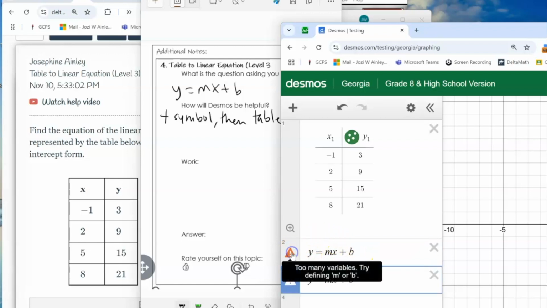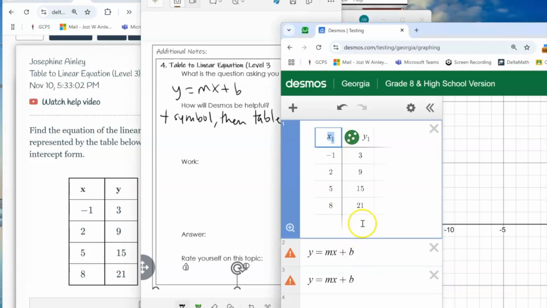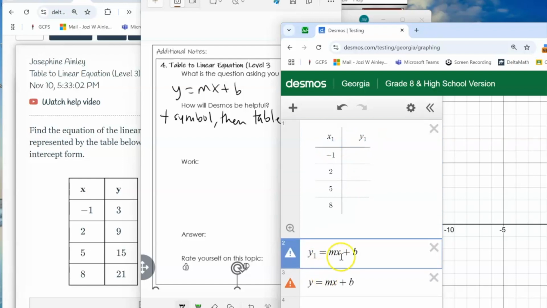All right, so now it says, okay, there's an error. There's too many variables. Try defining m or b. All right, we know that there are two things that we need to change, right? Because the calculator doesn't like it. For one, I'm trying to tell it, give me the equation from this table. But here I define my variables as x1 and y1. Therefore, I have to make sure that every time I have a y, I have y1. Every time I have an x, I have x1. So that still doesn't fix my problem.